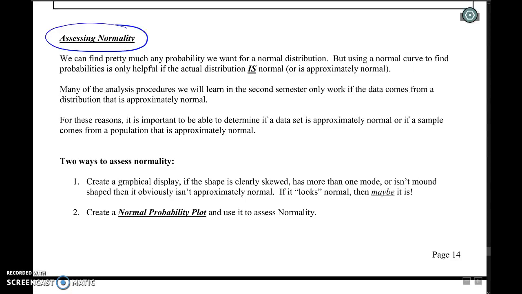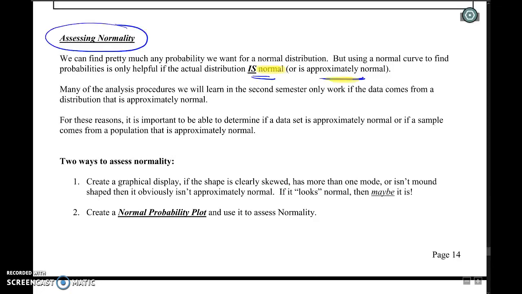We can pretty much find any probability we want for a normal distribution. We did a lot of examples of how we can calculate all kinds of probabilities with a normal distribution. But using a normal curve to find probabilities is only helpful if the actual distribution is normal or approximately normal. First of all, let me just point out that no real data set is going to be exactly normal. They might be close to normal, or normal calculations may model it pretty well, but nothing's going to be perfectly normal. So is it close enough, I guess, is a real question.